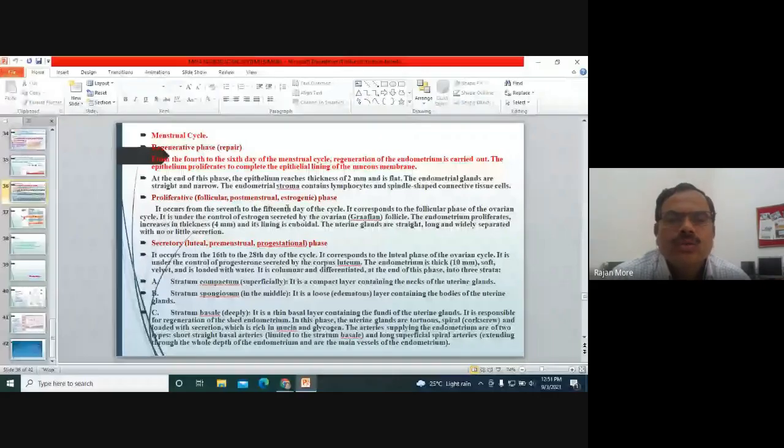It's the regenerative phase. It is called the repair phase. Then the proliferative phase, also called the follicular or post-menstrual estrogenic phase. The third phase is the secretory phase.